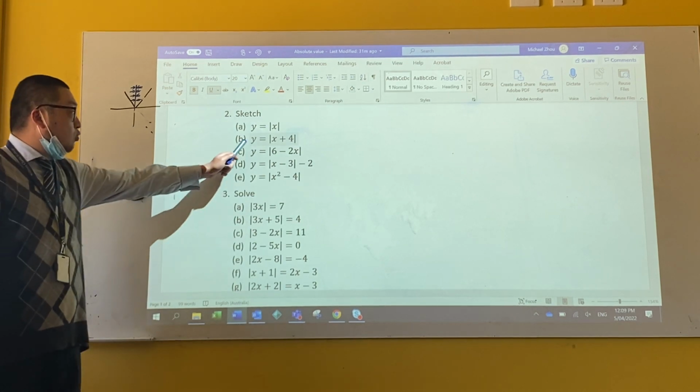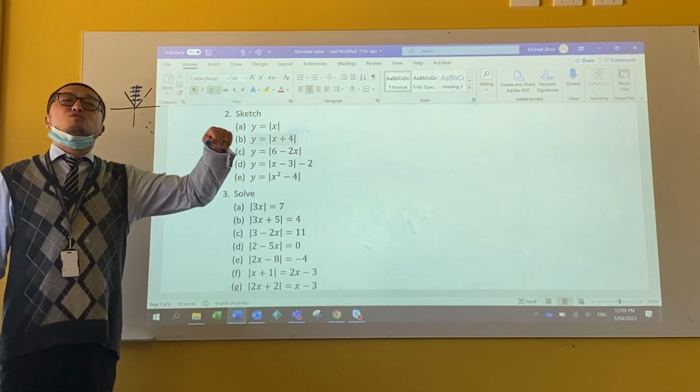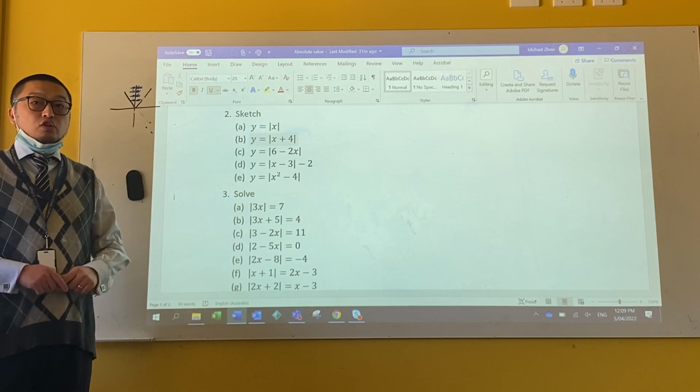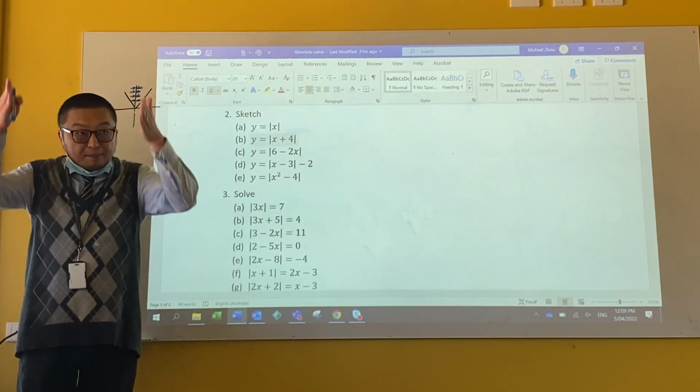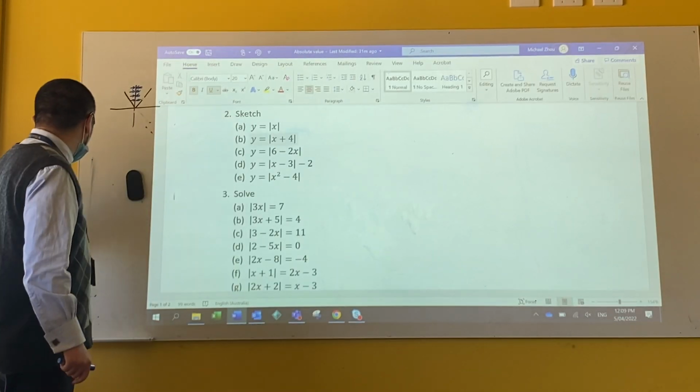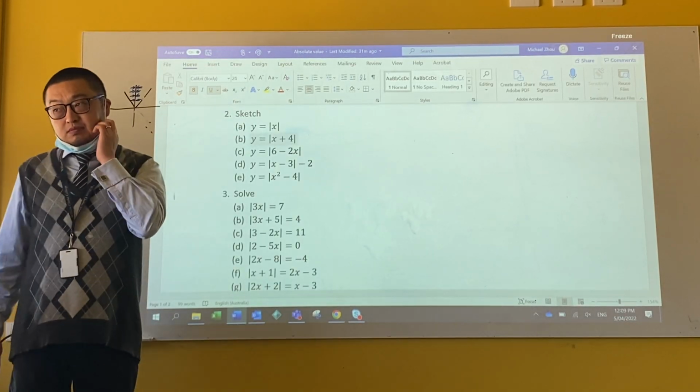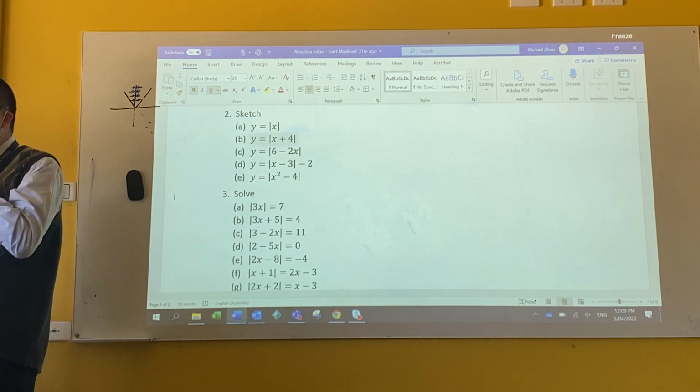We are going to sketch y equals x plus 4, but the absolute value of it. In junior years, even year 8, year 9, we've done x plus 4, right? This time it's just the absolute value of that. So give it a go. y equals x plus 4.